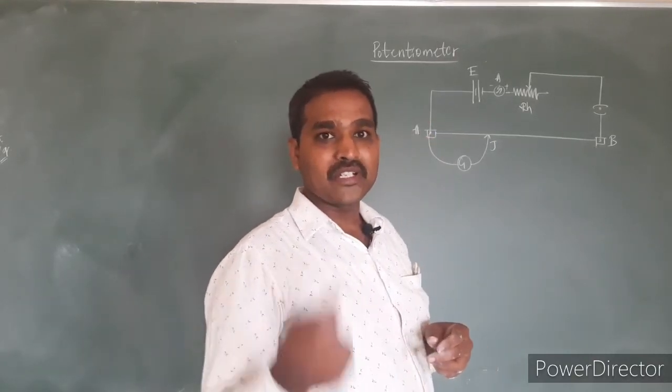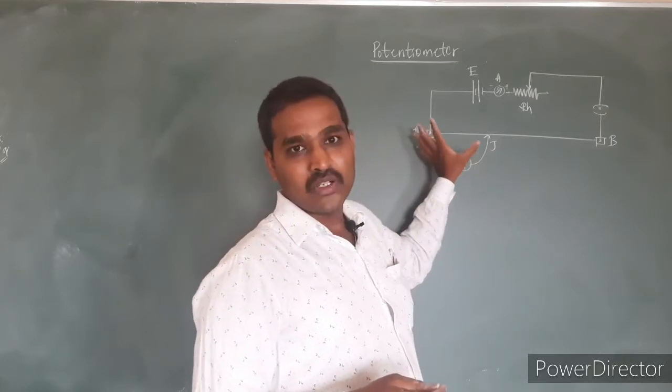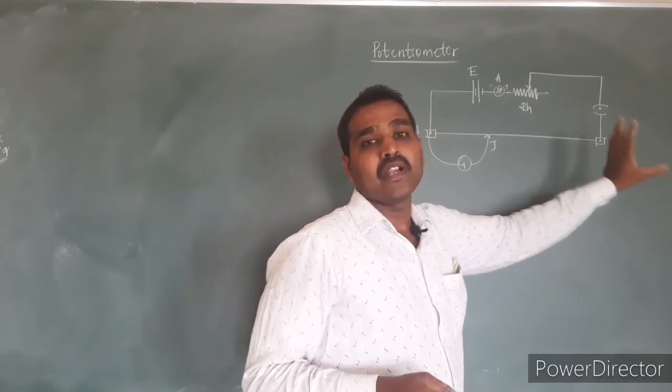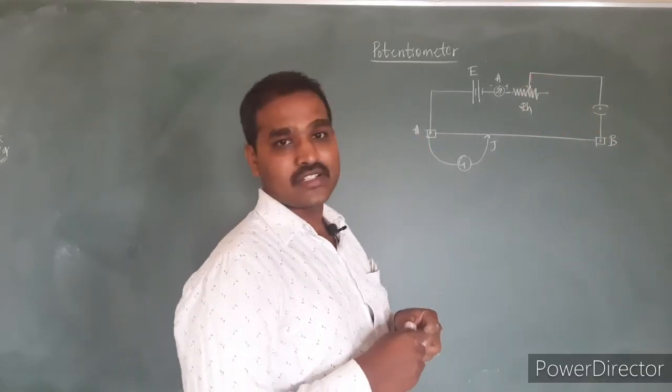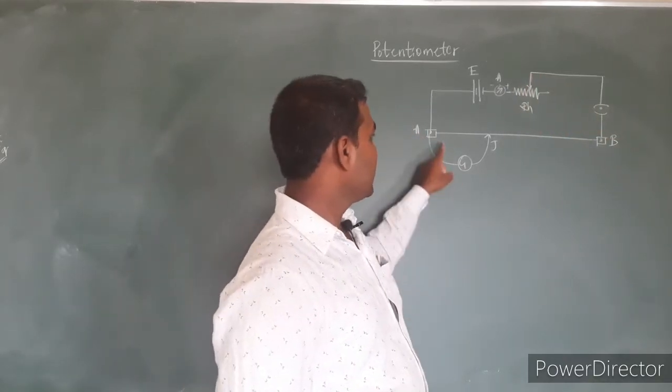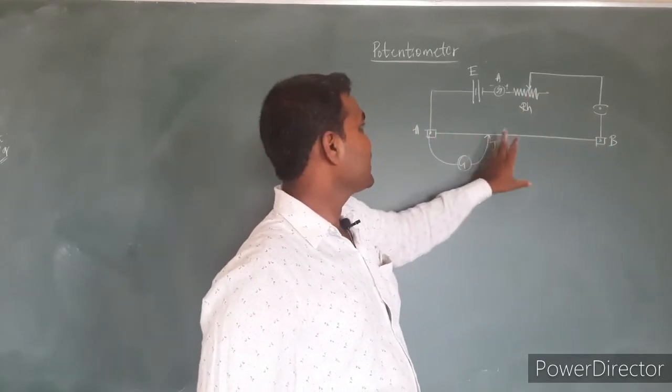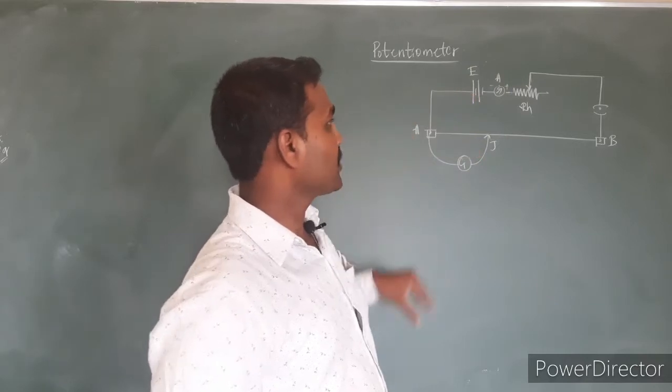Simply, it consists of a metal wire of usually length 4 meters. This can also be 10 meters, this can also be 1 meter, but usually we use a 4 meter wire made up of manganese or constantan. Here AB represents the metal wire. This is the schematic representation of a potentiometer.